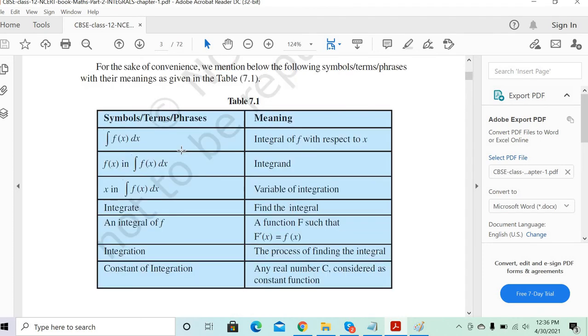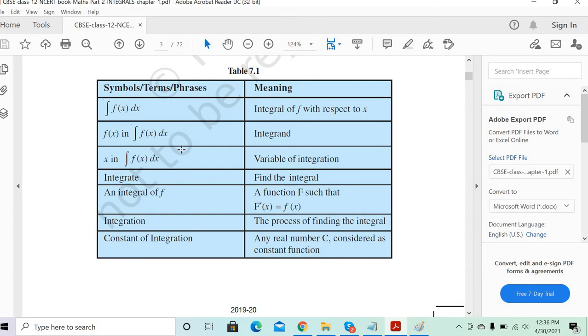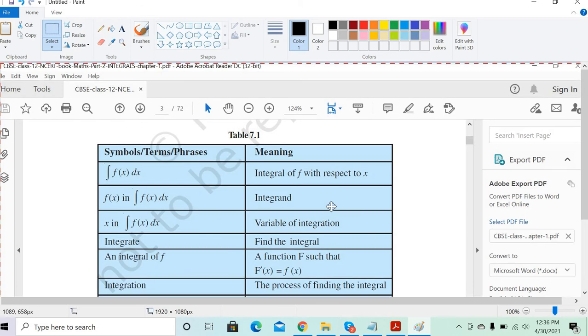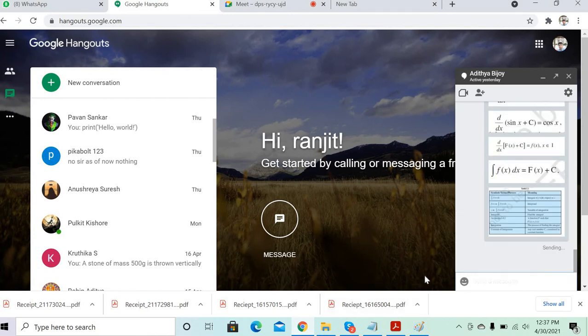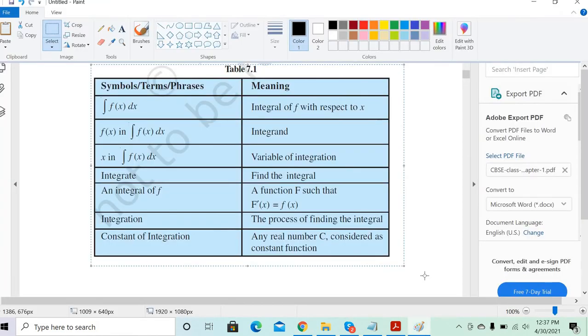Go to table 7.1, Vijay. I'm discussing table 7.1. Let's understand table 7.1 clearly so that the meaning is very clear: what is called the integrand, what is called the integral, and what is called the variable of integration. Fine. Is this part clear? It's clear, sir.